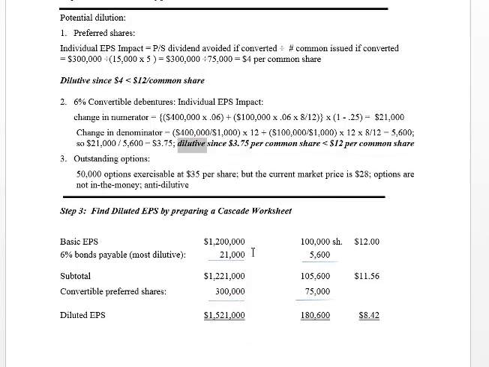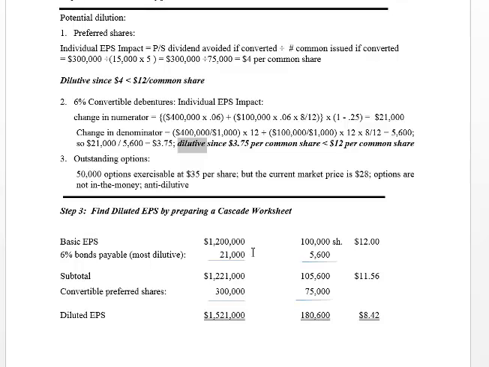The last thing we're going to do here is look at the options. Now the options are easy because you can see here that the option exercise price is $35 a share. But the average market price for the year is 27.